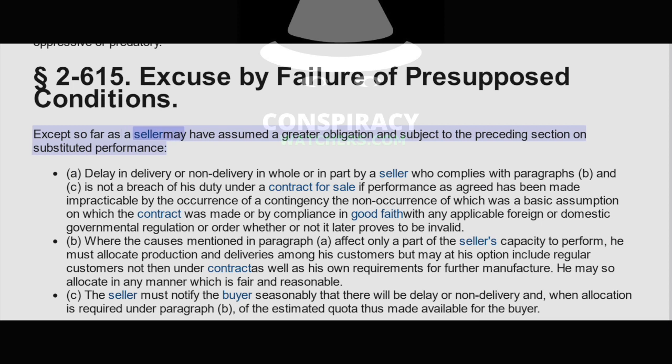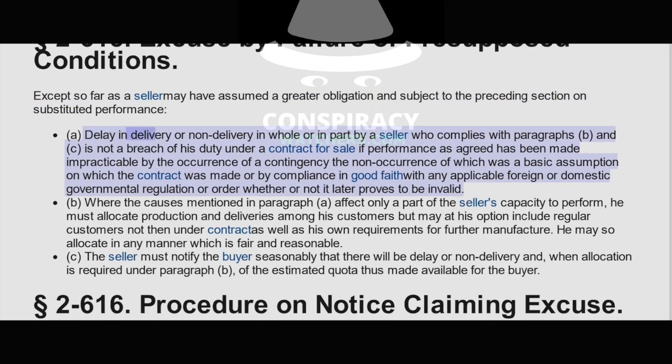except so far as a seller might have assumed a greater obligation and subject to the preceding section on substituted performance. Delay in delivery or non-delivery in whole or in part by a seller who complies with paragraphs (b) and (c) is not a breach of his duty under a contract for sale if performance as agreed has been made impracticable by the occurrence of a contingency the non-occurrence of which was a basic assumption on which the contract was made, or by compliance in good faith with any applicable foreign or domestic governmental regulation or order whether or not it later proves to be invalid.